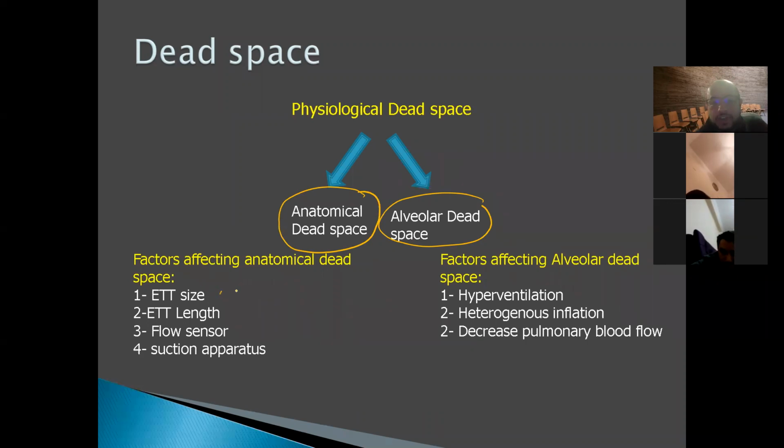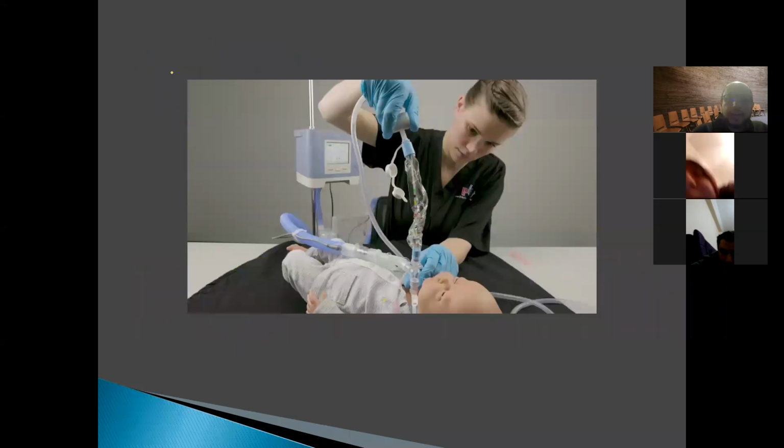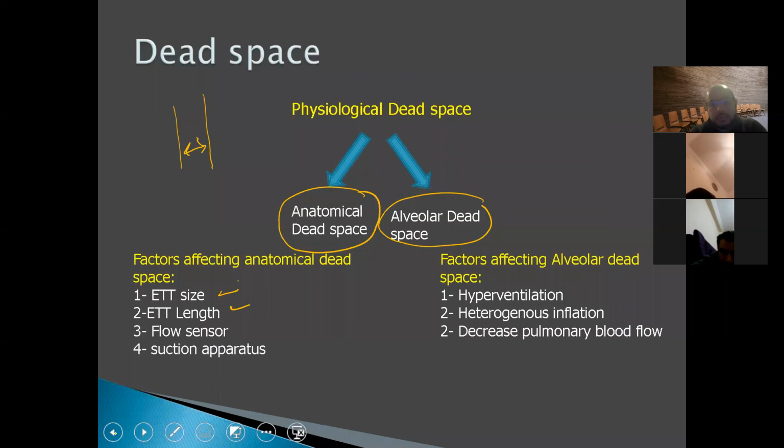If you have an endotracheal tube, the bigger the size of the tube, the larger the dead space, correct? The longer the length of your tube, the longer the dead space you're going to have.